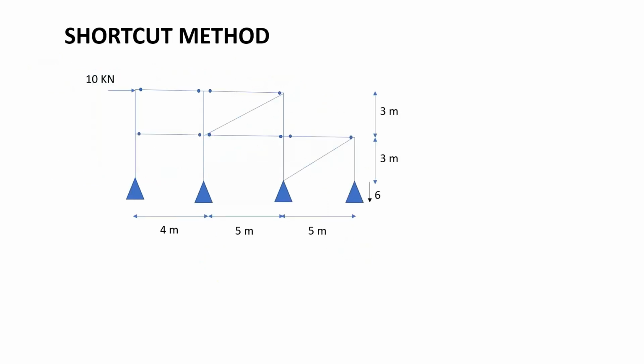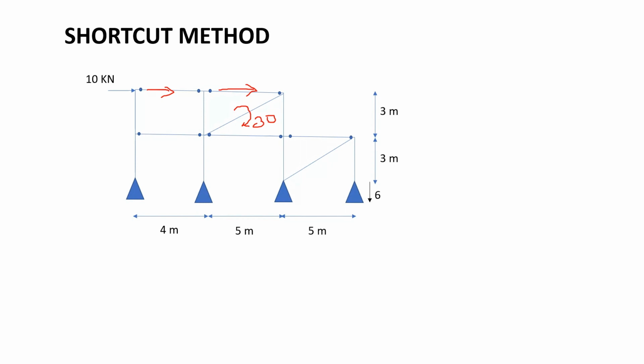Now, let's discuss one more example. Now, this 10. First of all, this load will be transferred to this beam, and then it will go to this beam. This 10 into 3, that is a 30 kN·m moment, will be created.